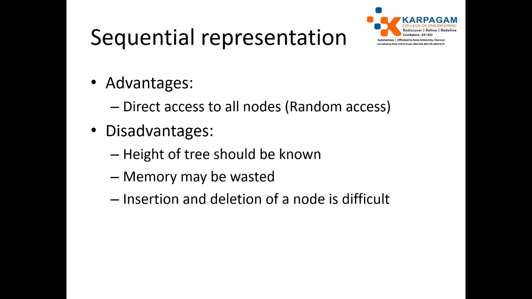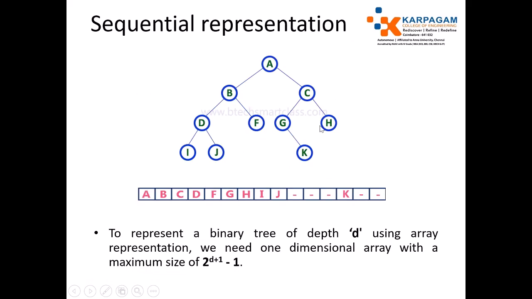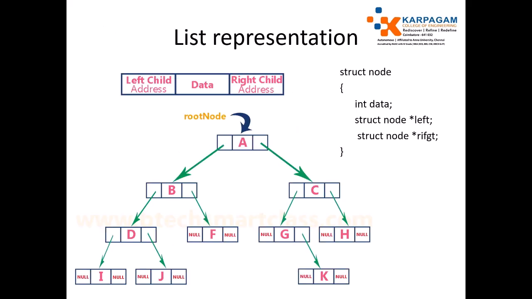Okay. Next, another kind of representation is called linked list representation. For example, we have a tree, this kind of tree. Okay, we can represent this tree in memory by using a linked list. Each node possesses 3 divisions. One is a data division, another one is an address which is used to store the address of the left subtree, and the third one is also a pointer which is used to store the address of the right subtree.